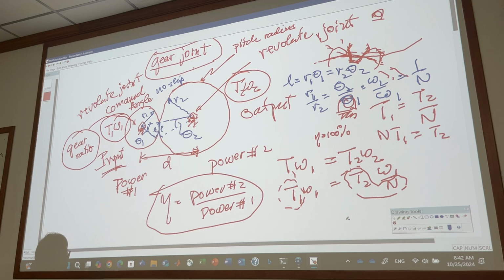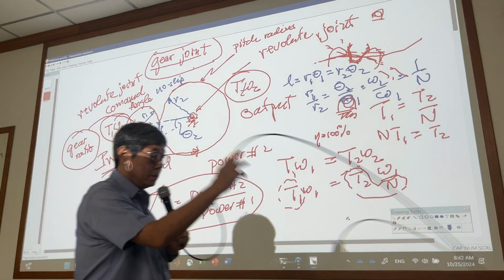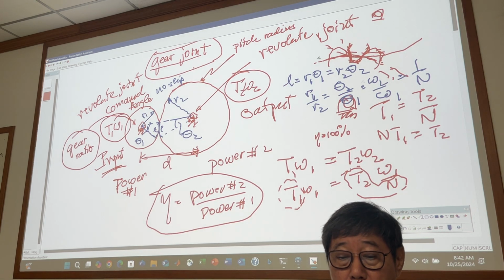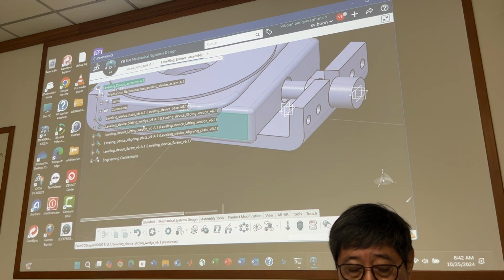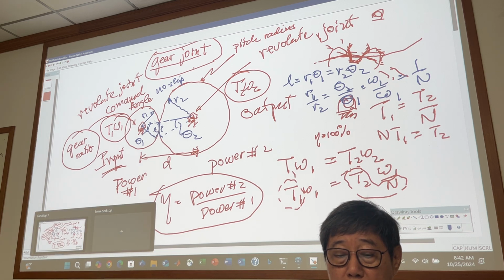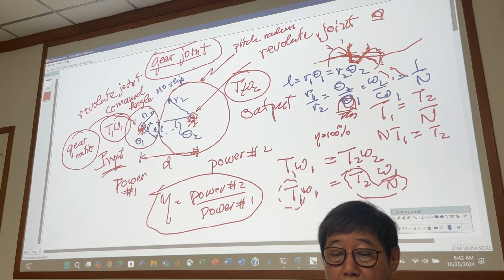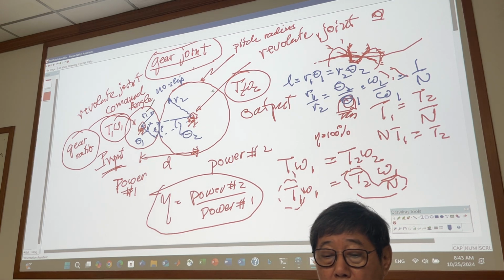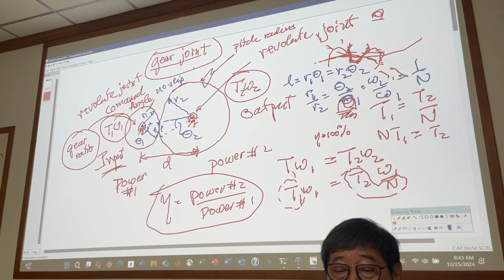Okay, so you have to understand it. If you want to design this gear, I mean model this one with these two joints, you see you have a relation because you have this input. This is the output, right? Let's say this is the input, this is the output.